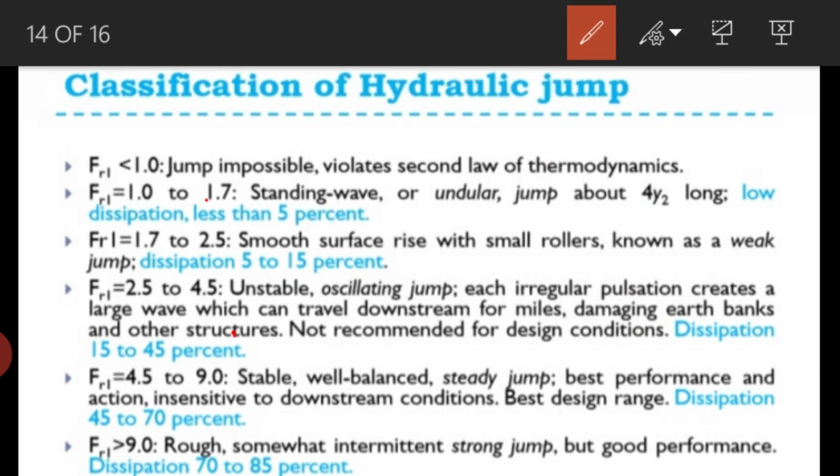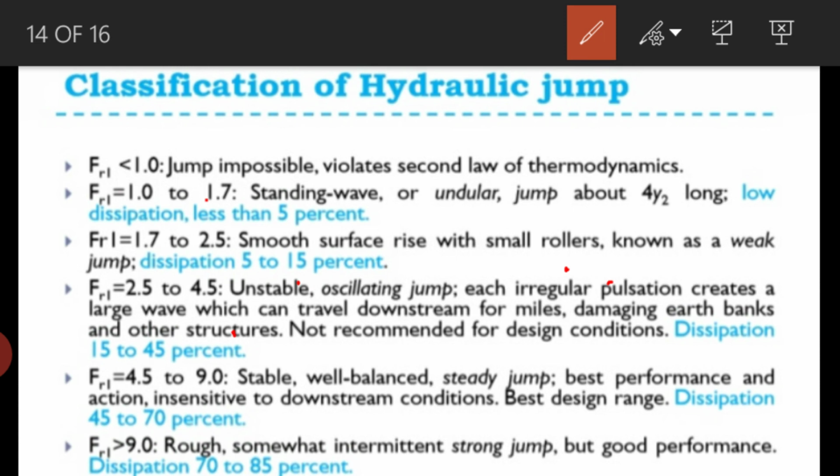If the Froude number is between 1.7 and 2.5, a smooth surface rise with small rollers, known as a weak jump, occurs, with dissipation of 5 to 15%. If the Froude number is between 2.5 and 4.5, this represents unstable flow, an oscillating jump. Each regular pulsation creates a large wave which can travel downstream for miles, damaging the earth banks and other structures. It is not recommended for a design condition.